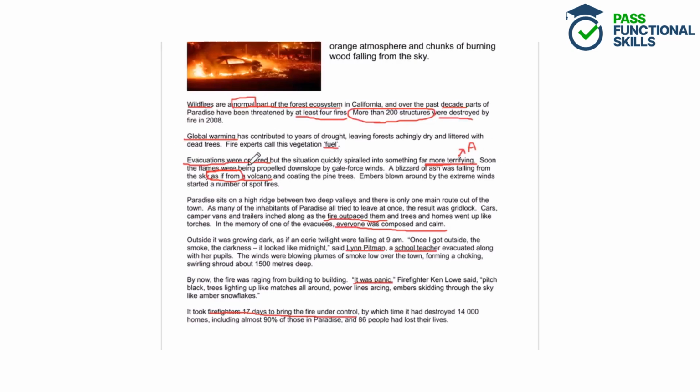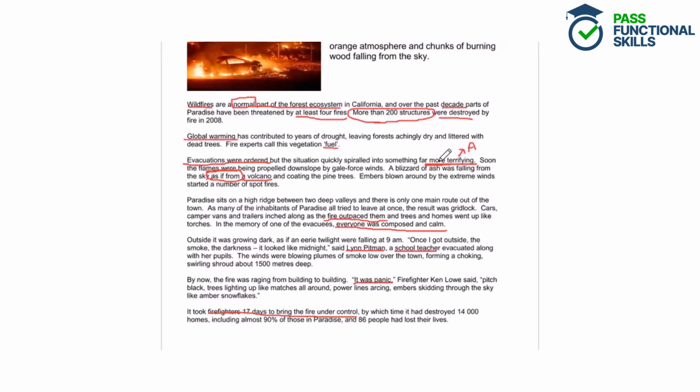Soon, the flames were being propelled downslope by gale force winds. Now that's also a fact. We can't disagree with that. That is just what happened. A blizzard of ash was falling from the sky as if from a volcano and coating pine trees.